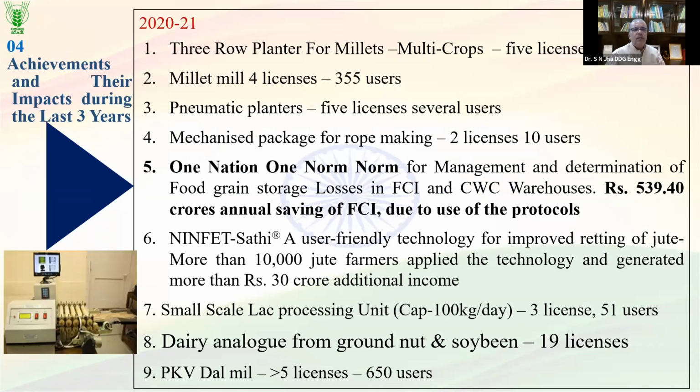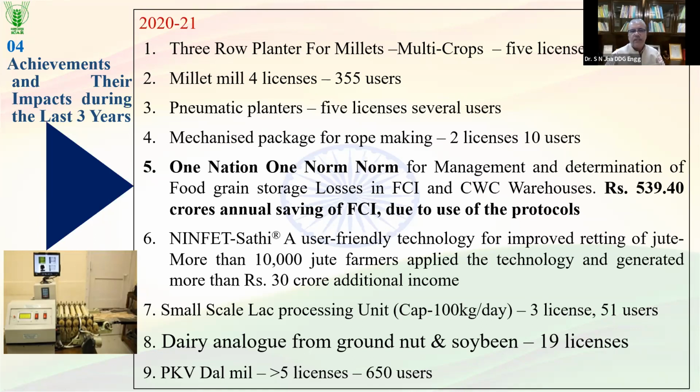Then the 2021 3-row planter. Millet mill, 4 licenses are there, 355 users are there. Pneumatic planters, 5 licenses, several users are there. Mechanized package of rope making, 2 licenses, presently 10 users. One nation, one norm. This is a very important contribution for the country.